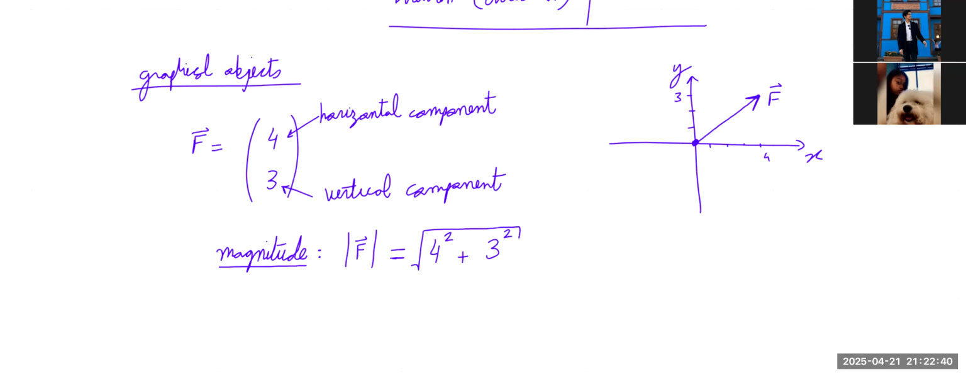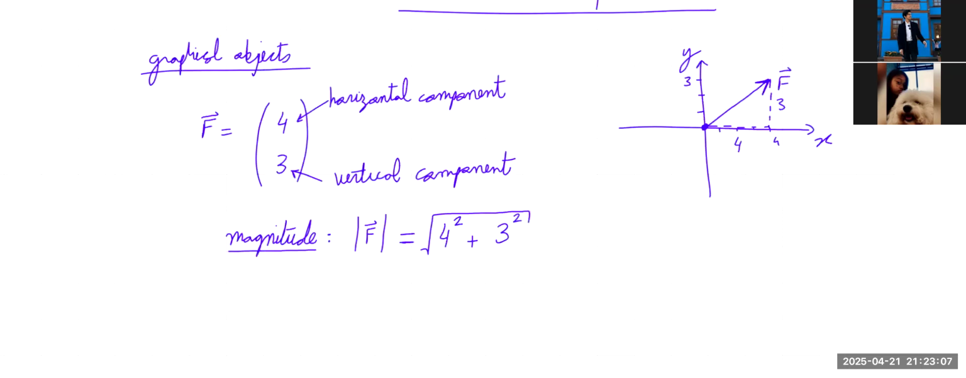If you notice carefully, this is essentially the length of this vector. Because you see, if you make a right angle triangle, the horizontal part is 4, the vertical part is 3. Using Pythagoras theorem, this is what the length of that vector would be. Which means that, graphically speaking, a vector's length is its magnitude. Mathematically speaking, this is how you calculate its magnitude. Is this clear?